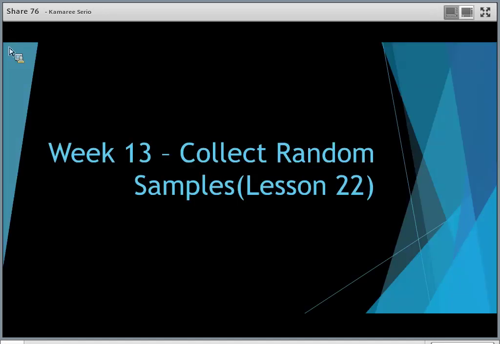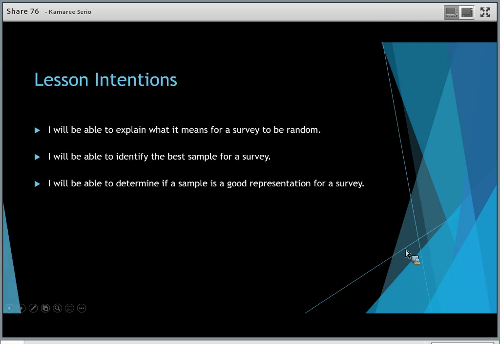Hello, this is the week 13 recording. We're going to be going over lesson 22, which is talking about collecting random samples.